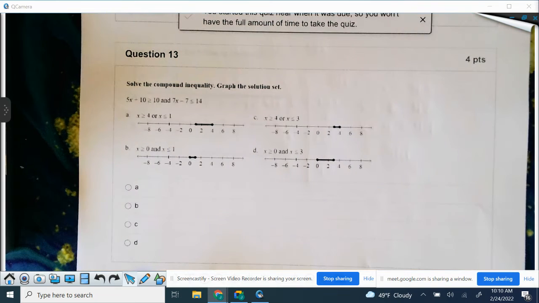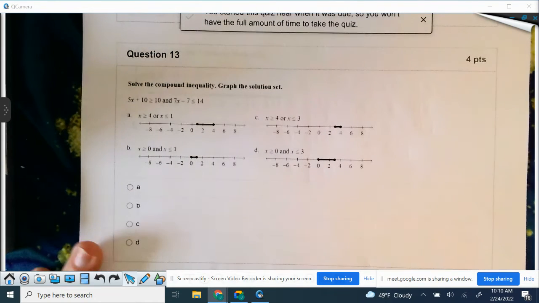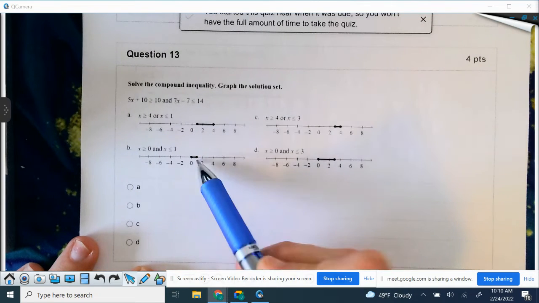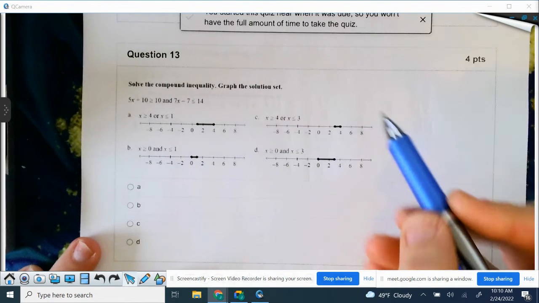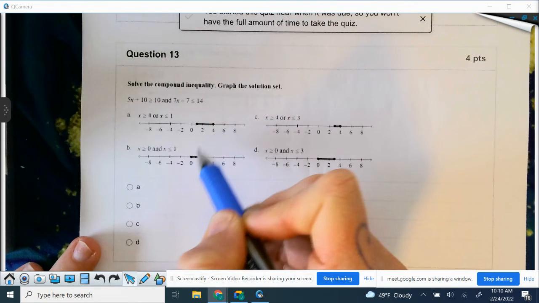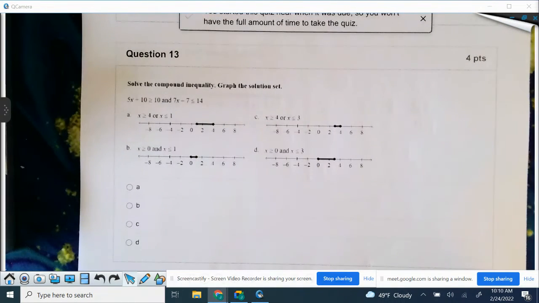All right, number 13. So this is one of your compounds. It says and. So before I even got into solving, I would look at my answer choices, because sometimes you don't have to do any math. But in this case, they are all overlapped. They're the insides, the ands, not the ors going out like arms. So we are going to have to solve it.